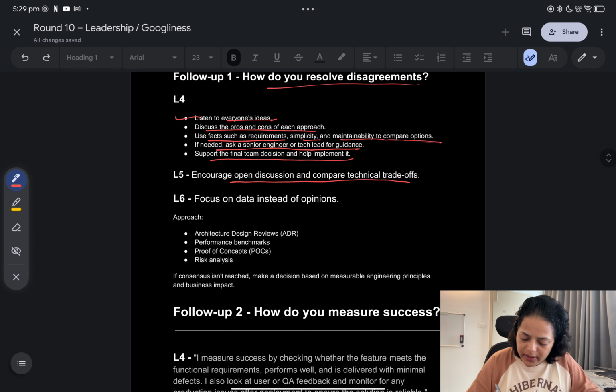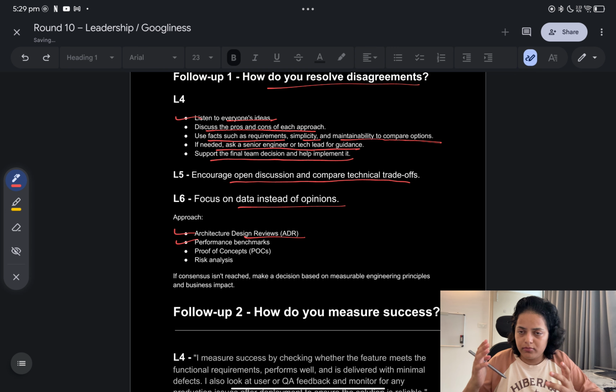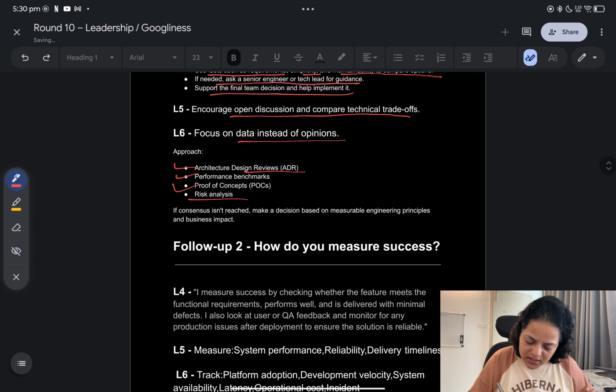Then L6 will focus on data instead of opinions. The approach will be an architecture design review, ADR. Then performance benchmarks, meaning for different approaches they will compare the performance in the same situation. Then proof of concept, they will create some POCs, and then risk analysis. Now if consensus is not reached, make a decision based on measurable engineering principles and business impact. Now follow-up question 2 is, how do you measure success?